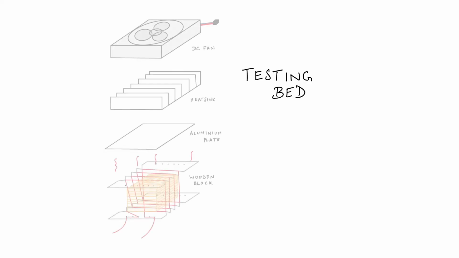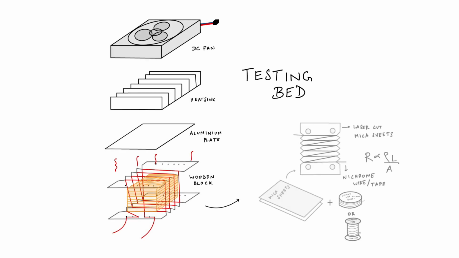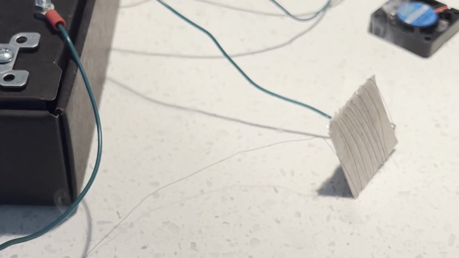With the nichrome heater ready, it was time to move on to the test bed. The first iteration had two mica sheets kept at a distance by a wooden block. The nichrome wire would be wound on the mica sheet without touching the wooden block. An aluminum plate would be placed above the heat source to heat up the heatsink, and a fan would be used to demonstrate active cooling and passive cooling of the heatsink.